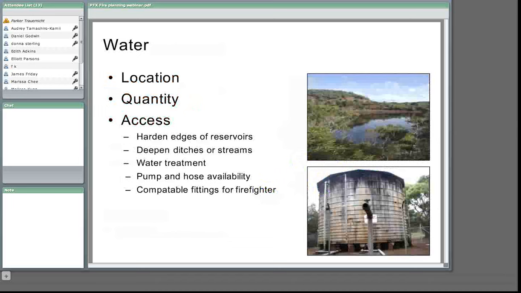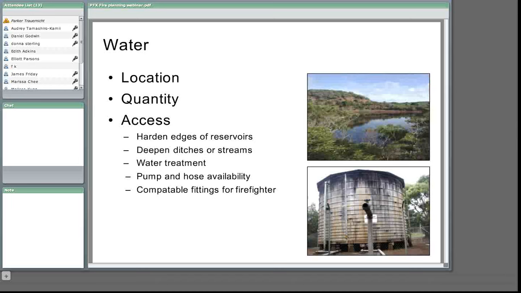Obviously, water becomes very, very important during a fire. It's a critical piece of information, and firefighters will often rely on local sources of water, especially in places like the leeward areas of our islands, the drier regions of our islands. So making clear where the location of these things are, how much is there, and what the access is like, so that if it's a reservoir, they can get to the edge of it if they need to fill up tankers.